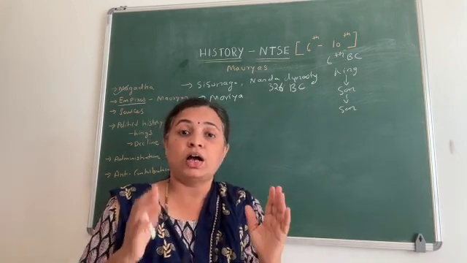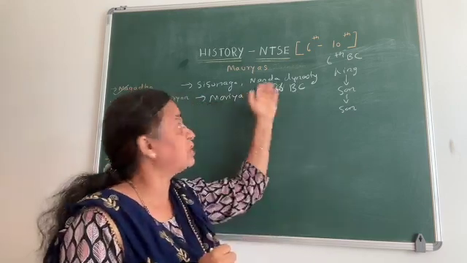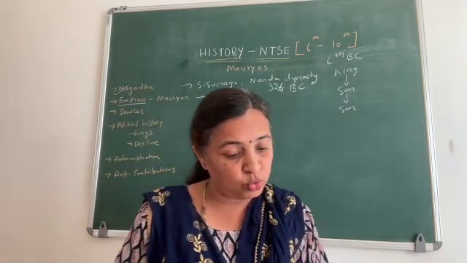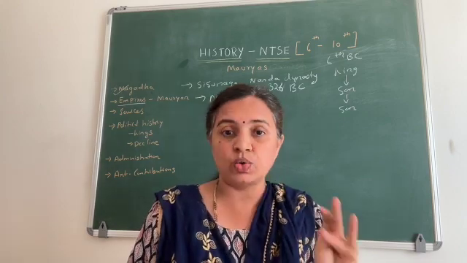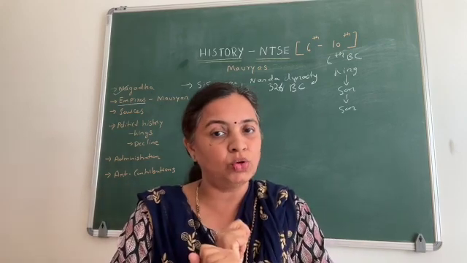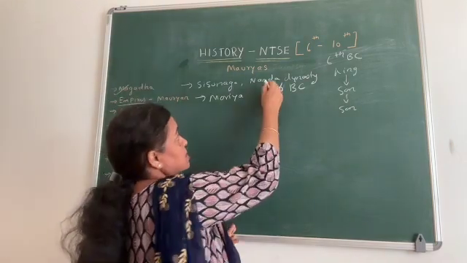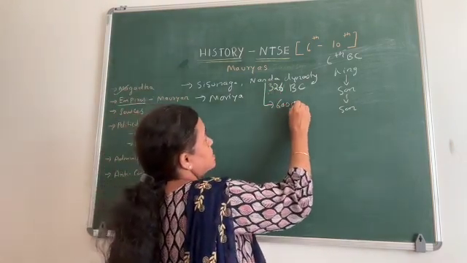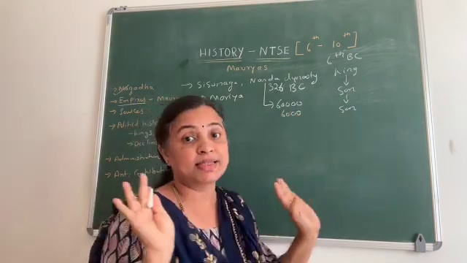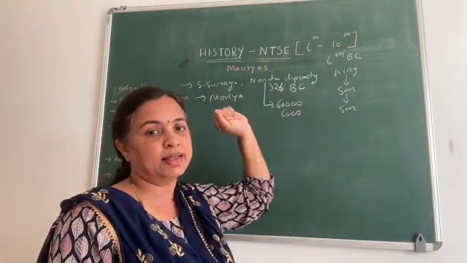Why? Because Alexander's army heard that in Magadha there was a very powerful ruler of the Nanda dynasty, and they had some 2 lakh soldiers, some 60,000 horses, and some 6,000 war elephants. So Alexander's army said, we are not going to fight the Nanda dynasty. The army was scared. So they said, we won't come. Such was the power of the Nanda dynasty.